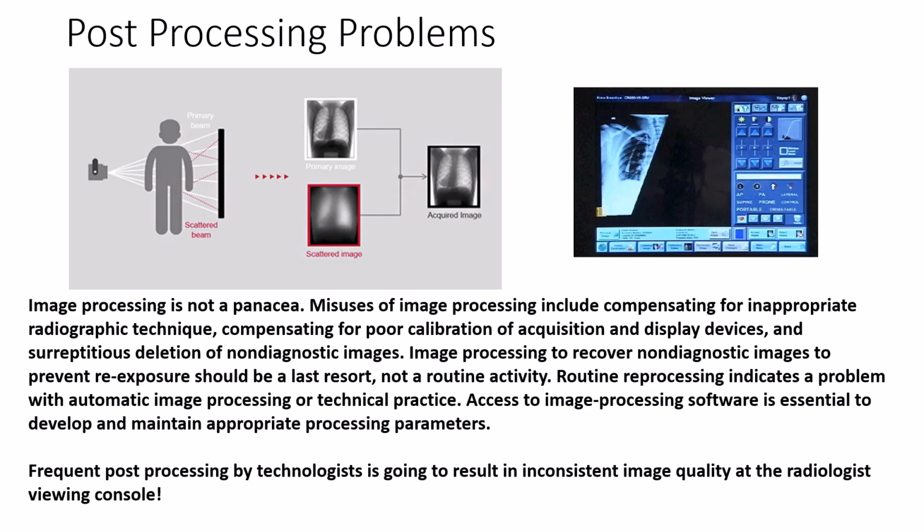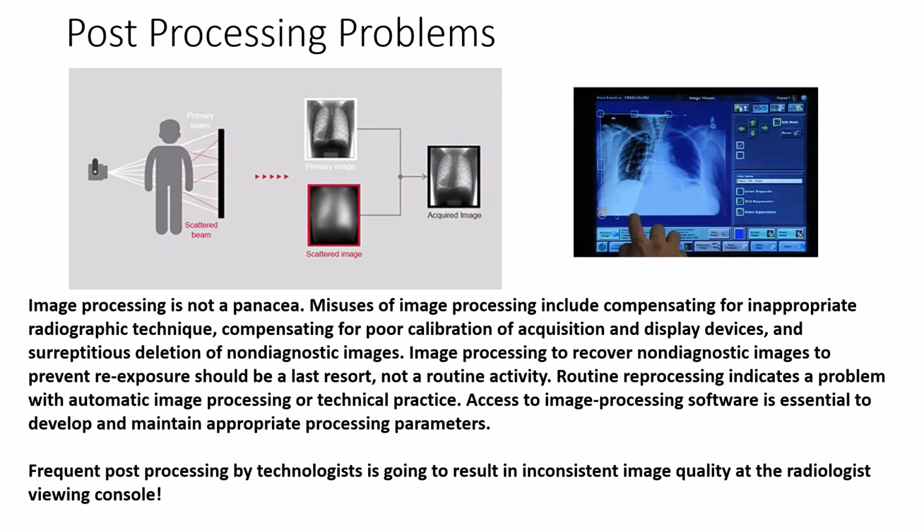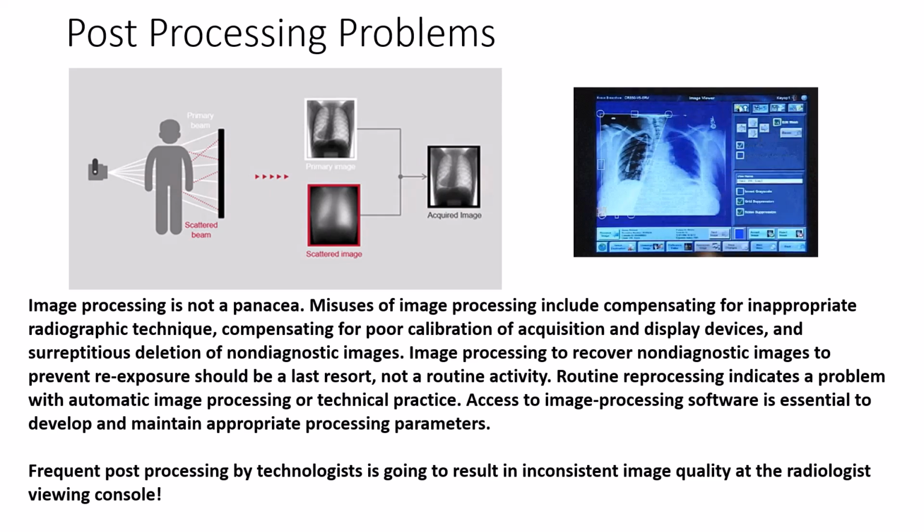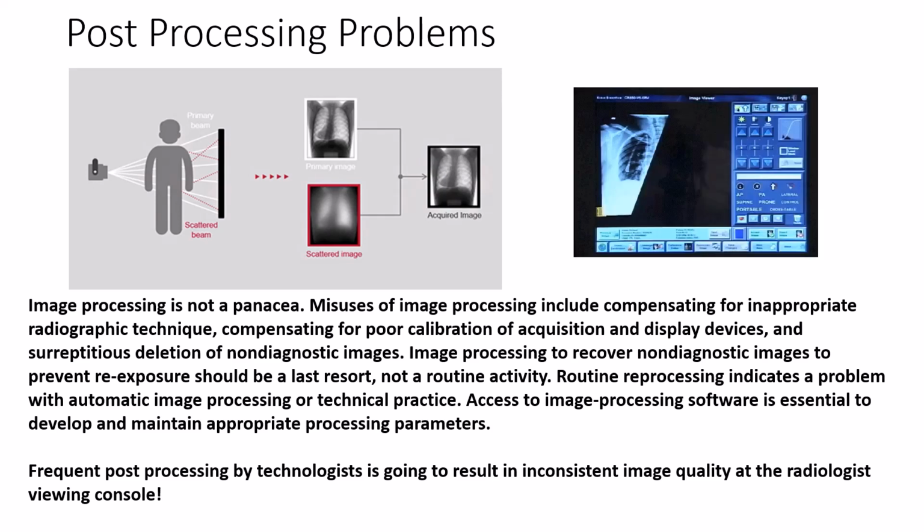Image post-processing is not a panacea for mistakes. Misuse of image processing includes compensating for inappropriate radiographic technique, or compensating for poor calibration of acquisition and display devices, or compensating for surreptitious deletion of non-diagnostic images. Image processing to recover a non-diagnostic image to prevent re-exposure should be a last resort, not a routine activity. Routine reprocessing indicates a problem with automatic image processing or technical practice.